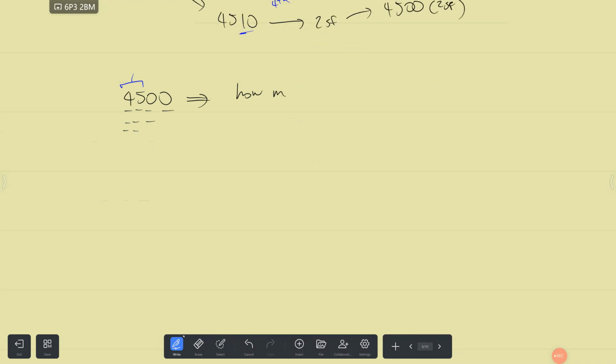So if you have to ask how many significant figures does it have, how many SF? Well, because this is a whole number and these are the zeros that follow the last non-zero digit, the answer will be, it depends. It depends on how it was rounded to. Okay, but we know for sure that it can have 2 to 4 SF.